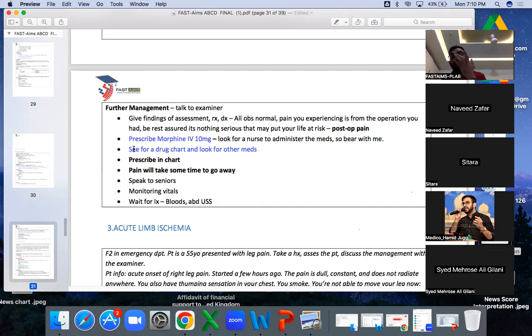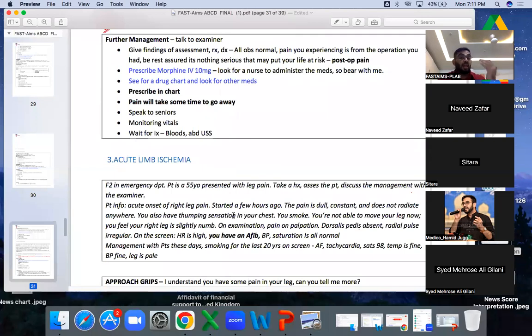If they have already given the morphine, you cannot give more morphine. If they have given paracetamol, yes, you can give the morphine, up to 10 mg. Okay. Other things are the same. You will counsel the patient here. This is quite an easy station. The last station in our type is acute limb ischemia. Acute limb ischemia patient.